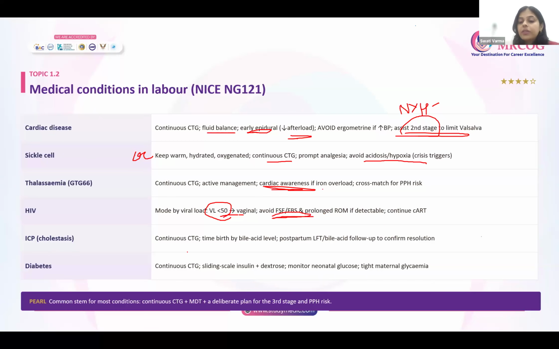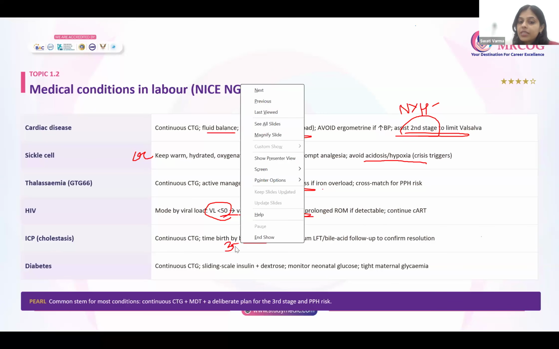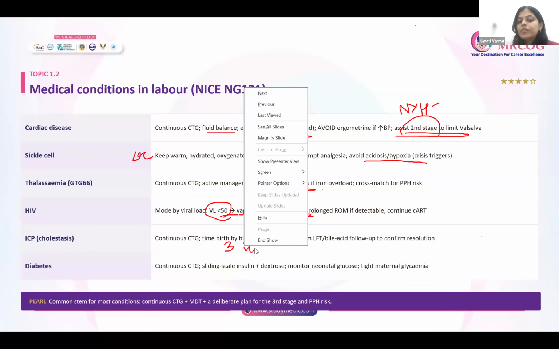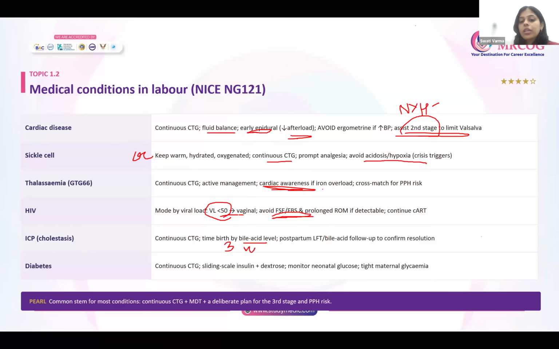Then comes ICP. In ICP, the time of birth is decided by the bile acid levels. We all know that if it is severe, that is more than 100, then 35 weeks is the limit, meaning we have to plan birth by 35 weeks. Regarding postpartum follow-up, LFT and bile acid follow-up we have to do at 4 weeks to confirm resolution.